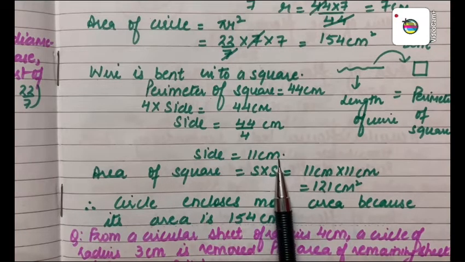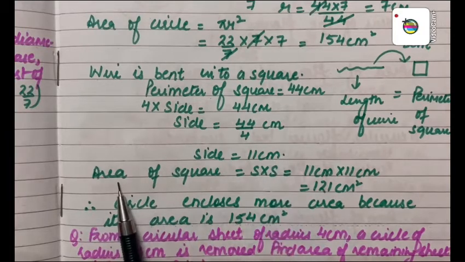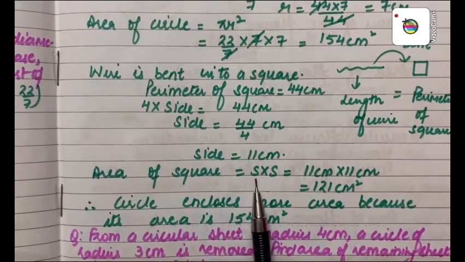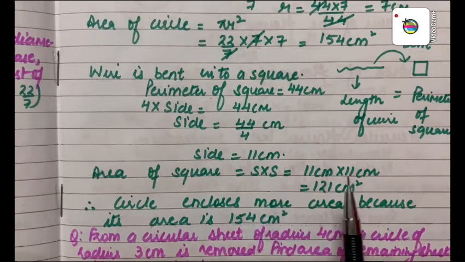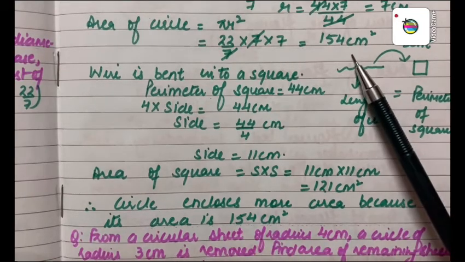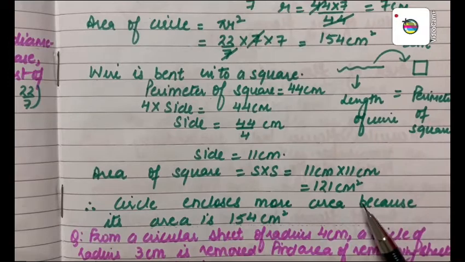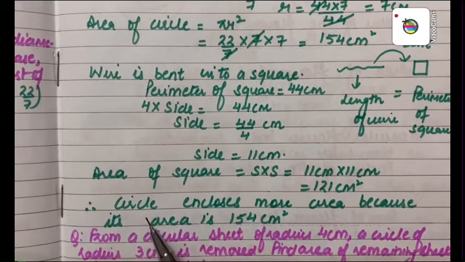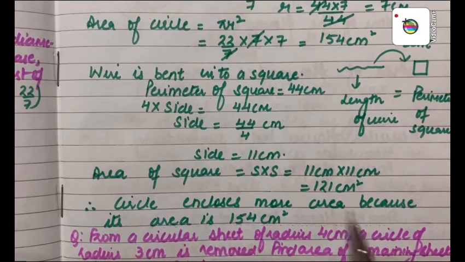So now as we have to compare both the areas, we need to find the area of square, which is equal to side into side. So 11 centimeter into 11 centimeter, that is 121 centimeter square. So now as you people see, the area of circle is 154 centimeter square and the area of square is 121 centimeter square. So it's clear that the circle encloses more area because its area is 154, which is more than 121 centimeter square.